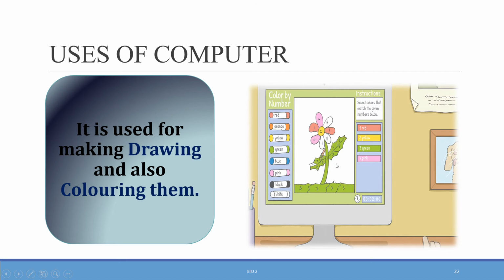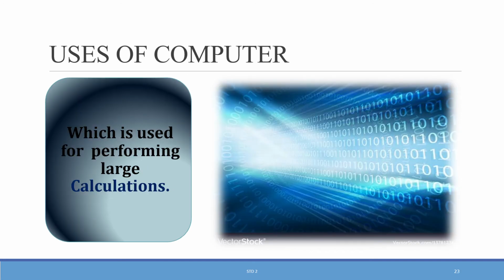So the second use is coloring and drawing in the computer. The first use is to write letters, numbers or special symbols in the computer, and the second use is to draw and color them, right? To draw and color them.